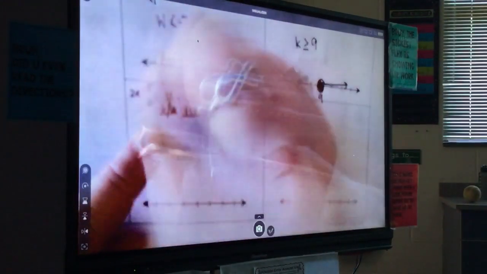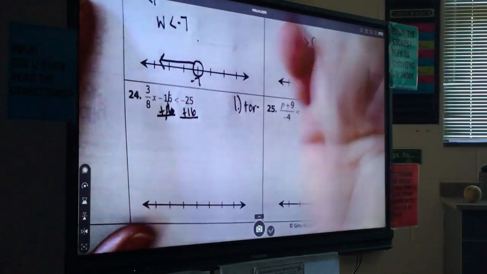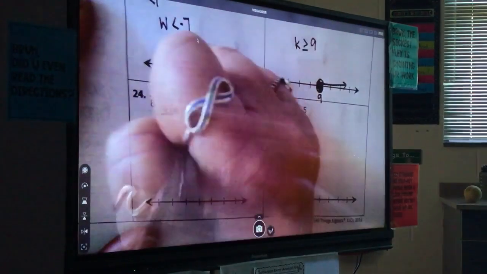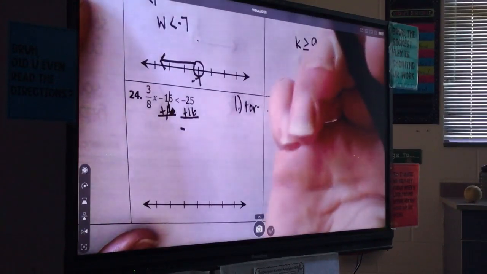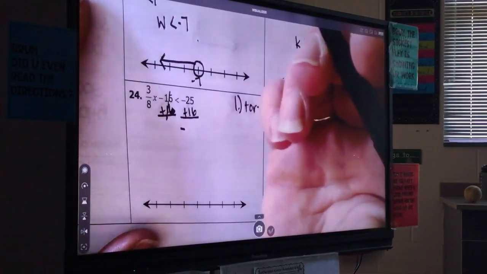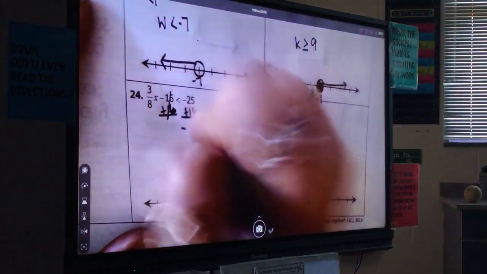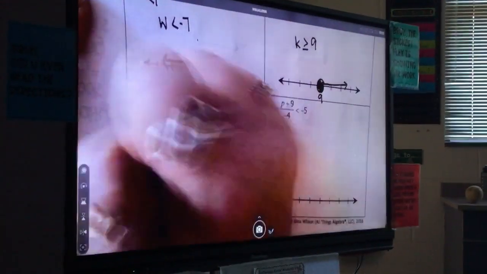Now this just becomes a subtraction problem, and my bigger number is a negative, so I know my answer is going to be a negative. What is 25 minus 16? What's 25 minus 16? It's -9. I'm going to bring everything down.